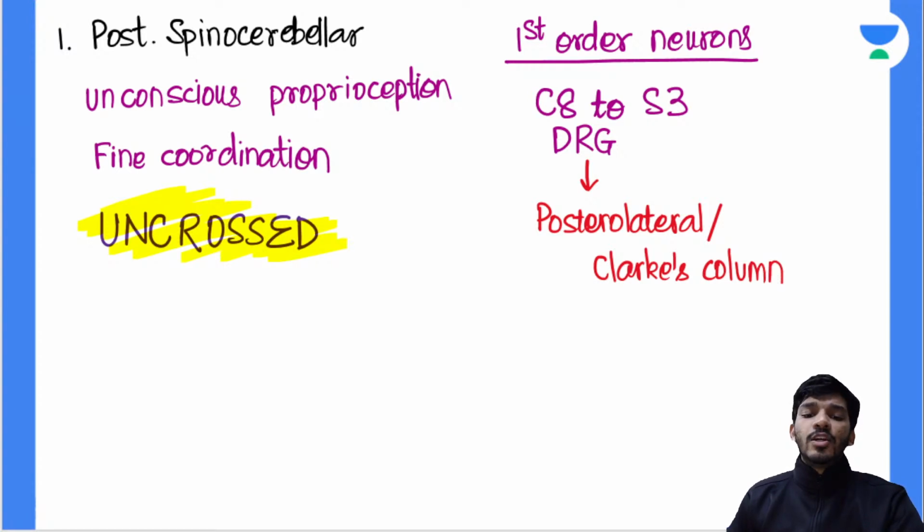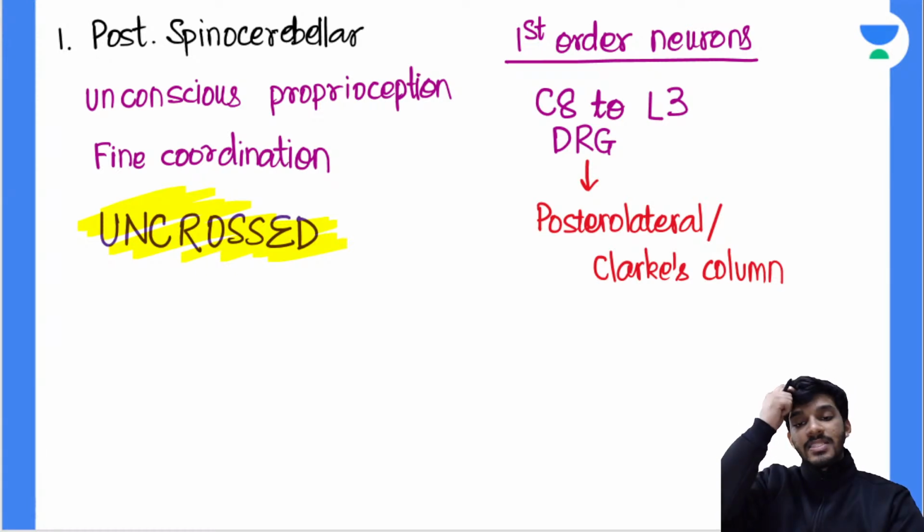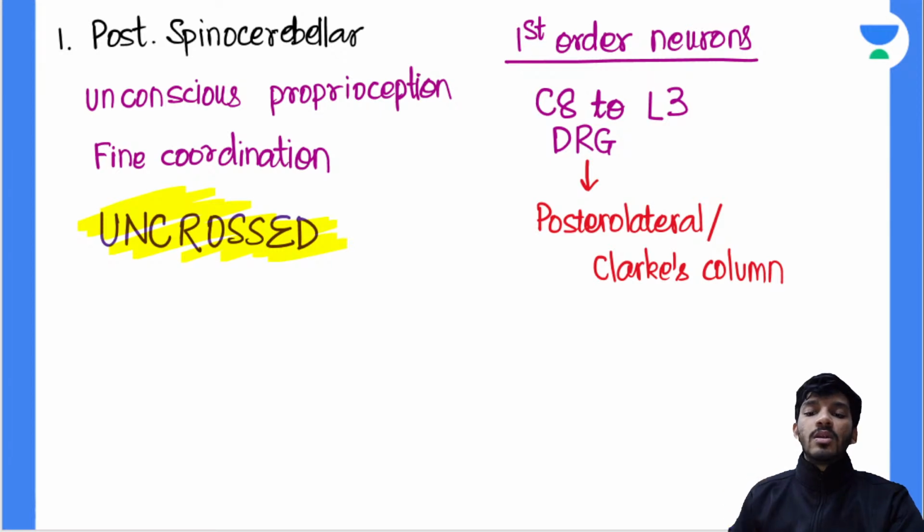Clark's column is related to proprioception. The first order neuron is going to synapse there. Now, the second order neurons are found in this posterior thoracic nucleus from the spinal level C8 to L3. Sorry, did I write S3? C8 to L3. Please make a correction. Remember, this Clark's column was Rexed lamina 7. We studied Rexed laminae initially, so there you had studied about Clark's column.